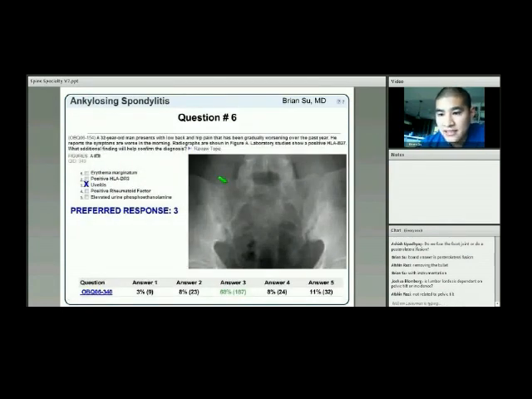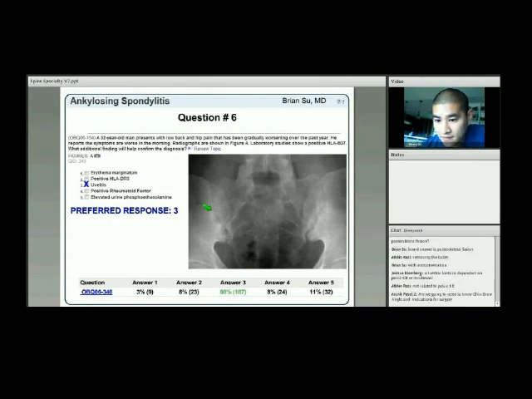So the answer in this case is uveitis. Remember the three things to remember: HLA-B27, diagnostic criteria. The next diagnostic criteria is going to be the sacroiliitis, and of course the third is plus minus uveitis. And it looks like most of you chose that.